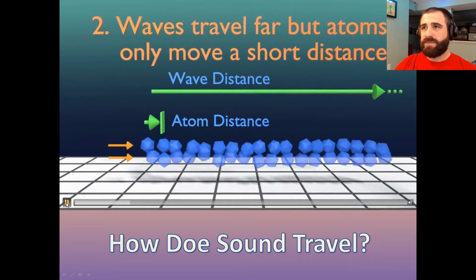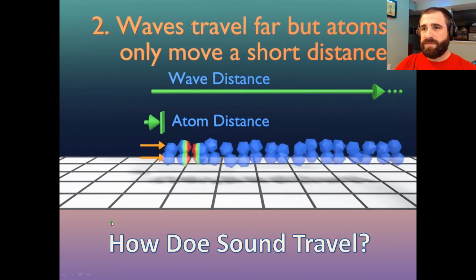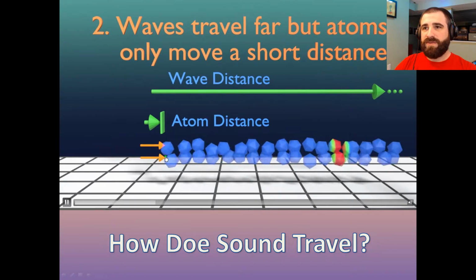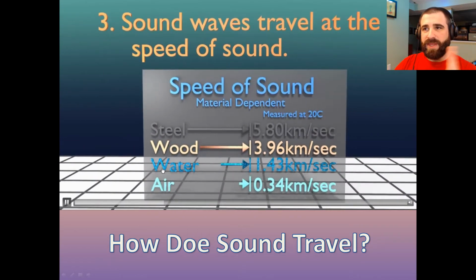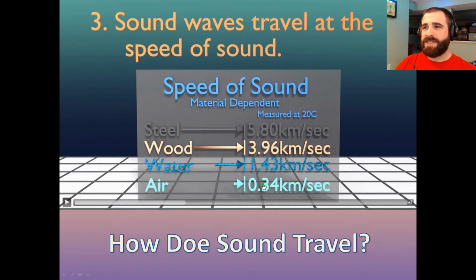Second, waves can travel very far. However, the atoms themselves only travel a short distance. See? They're not going very far when you make sounds. They kind of stay together. Third, waves travel at the speed of sound, and these speeds are material dependent. Sound's going to travel differently in different materials. You can kind of see these numbers here, but we'll talk about why those numbers are the way they are in a minute.